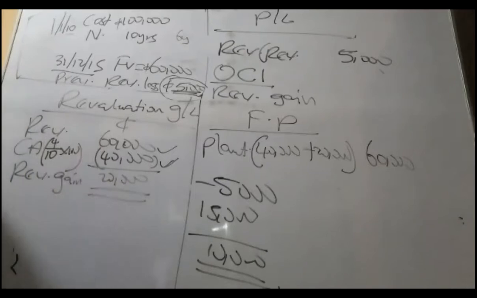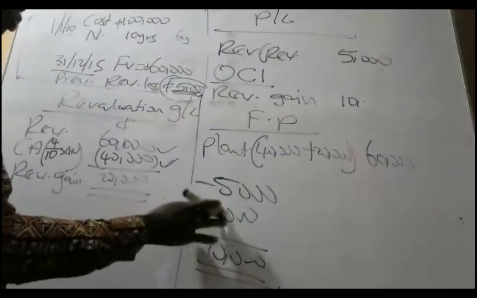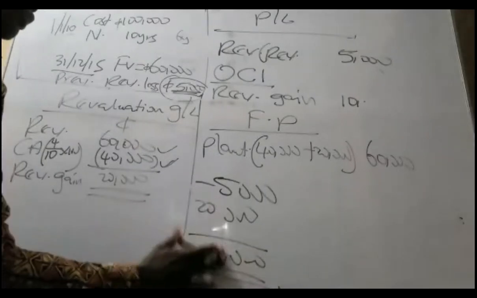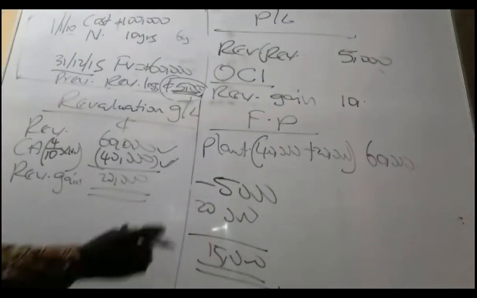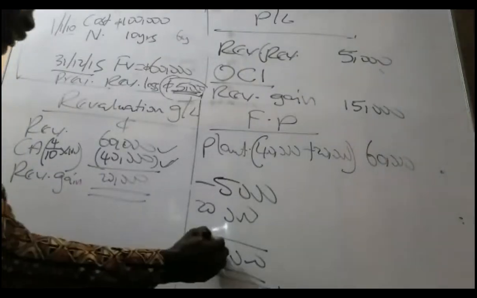So now what will be the value? Any idea? So therefore, we are left with a gain of what? 10,000. But this one is not 10,000. Here must be 20,000. Here will be 15,000. Agree? So we are left with a gain of 15,000. Because the total gain is what? The total gain is 20,000.